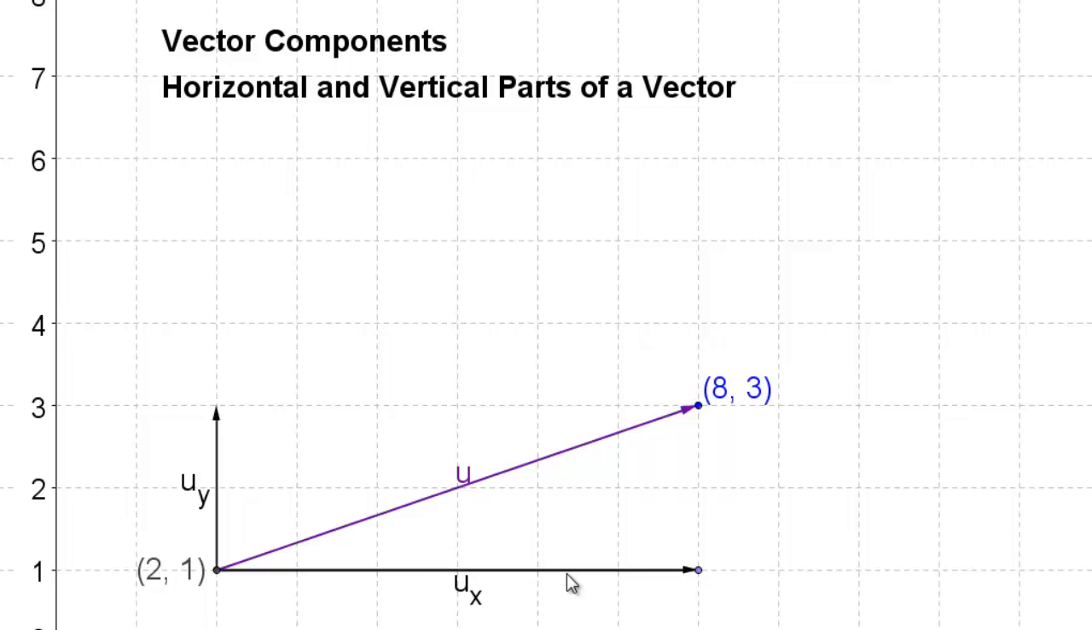And both the vertical and horizontal components are themselves vectors. We call this one u sub x, the horizontal component vector, and the vertical vector u sub y. This is going to be very useful in the next section when we start adding and subtracting vectors, trying to combine them. We're going to combine their horizontal and vertical parts later.